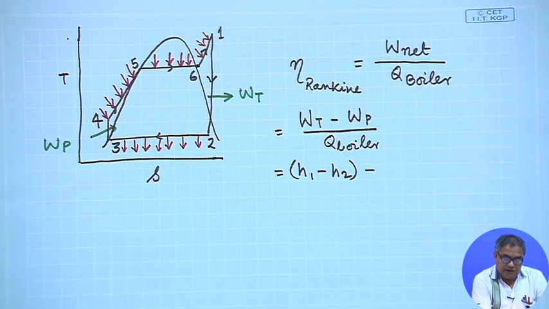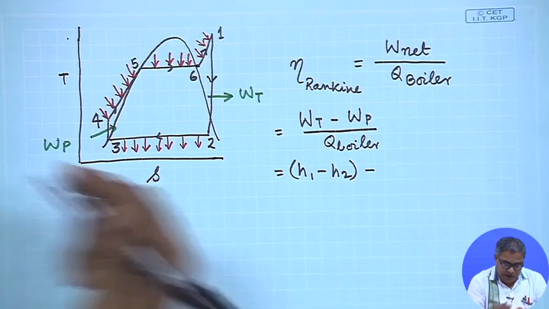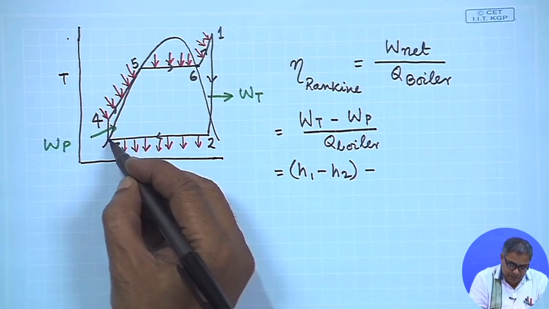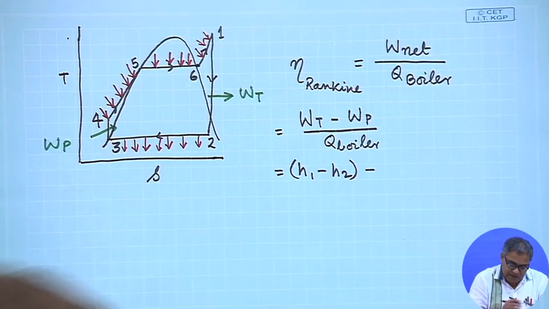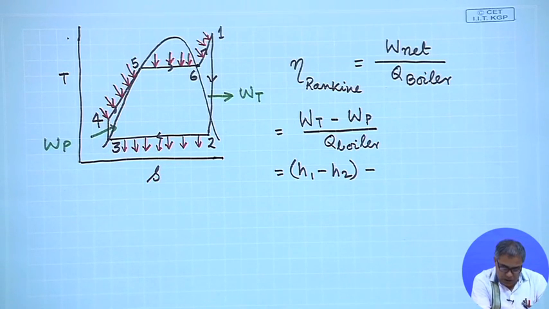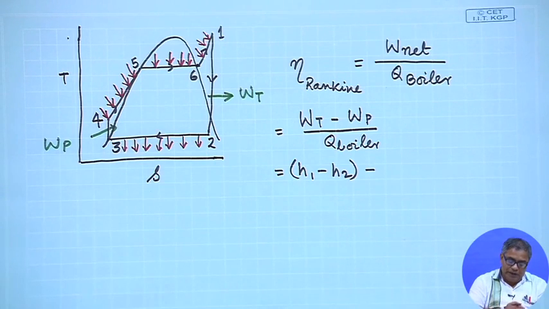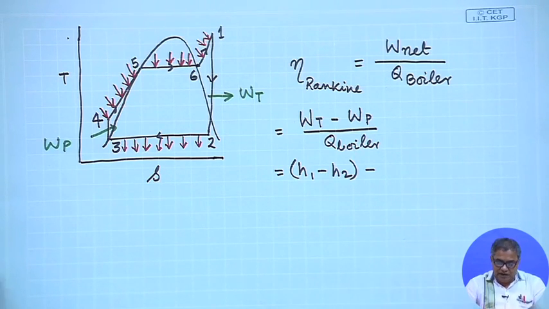The pump work is a little bit tricky to determine, because the entry point to the pump, that is state 3, is in the saturated liquid condition. The condensate is a saturated liquid, but when the water is pressurized, it is in the subcooled liquid region. Subcooled liquid properties are not easily available. Conventionally, we determine properties using a steam table, so H4 is not easily available in the steam table.